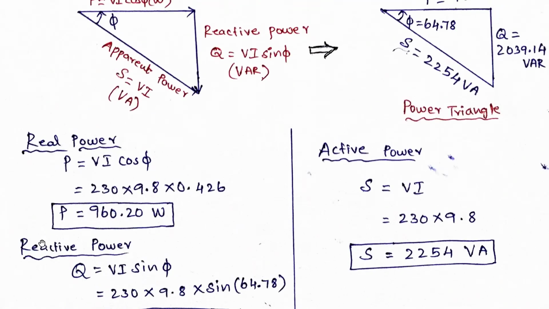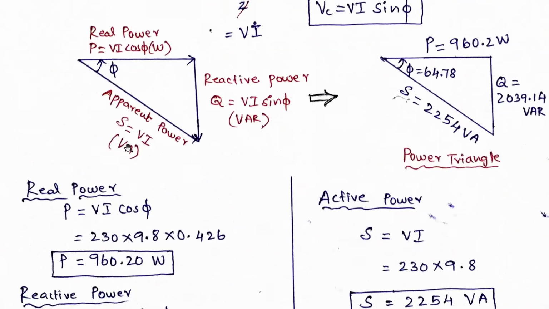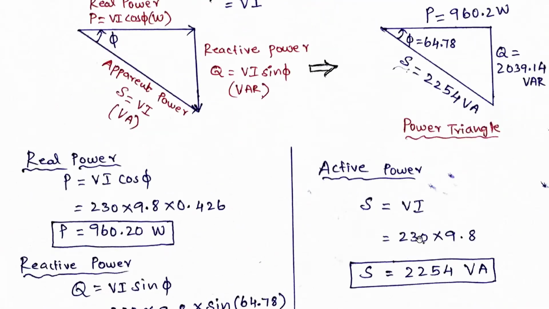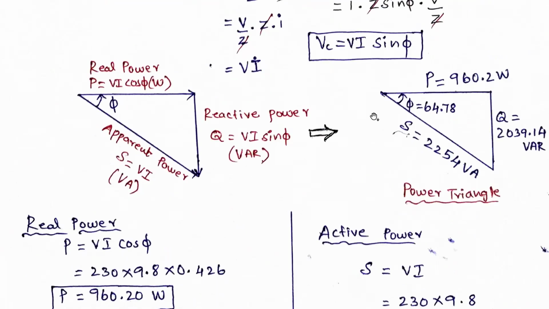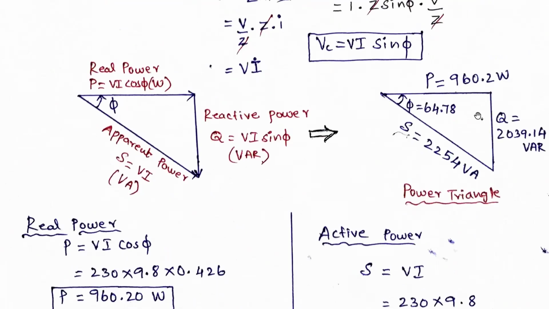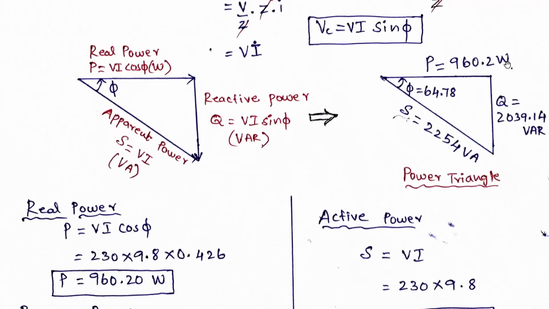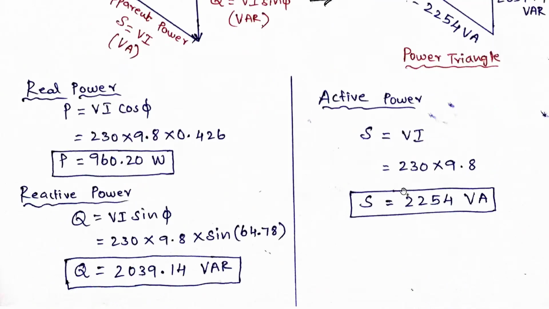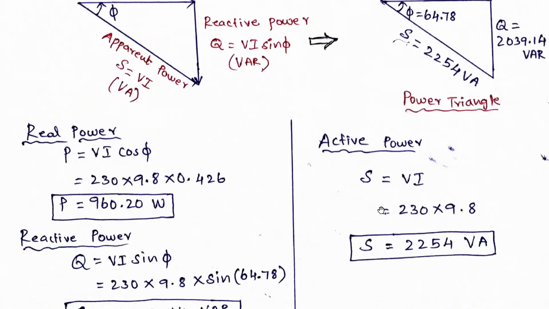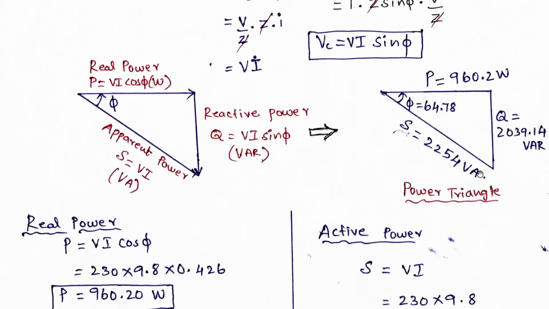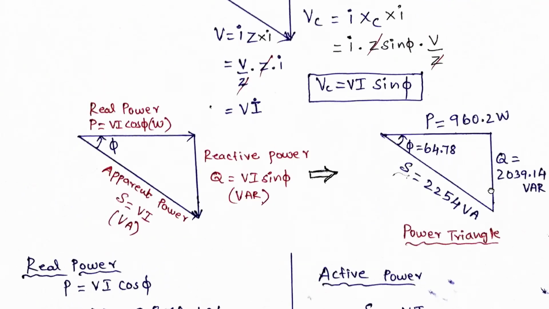So apparent power is what? 2254 volt-ampere. Now we are redrawing this power triangle with the real values. So P we calculated, 960.2 watts. Apparent power we calculated, 2254 volt-ampere. Q we calculated, Q is VA sin phi, that is 2039.14 VAR. So this is how we need to draw the power triangle.